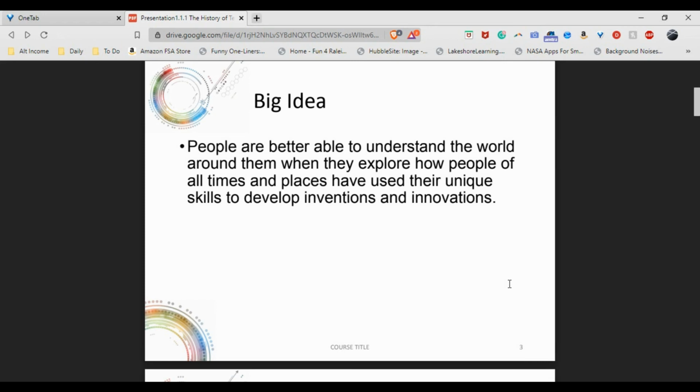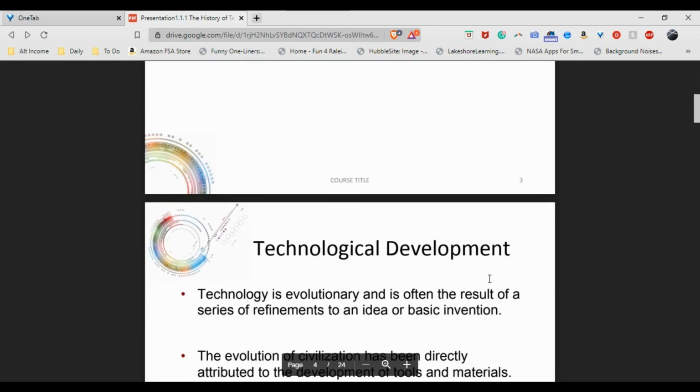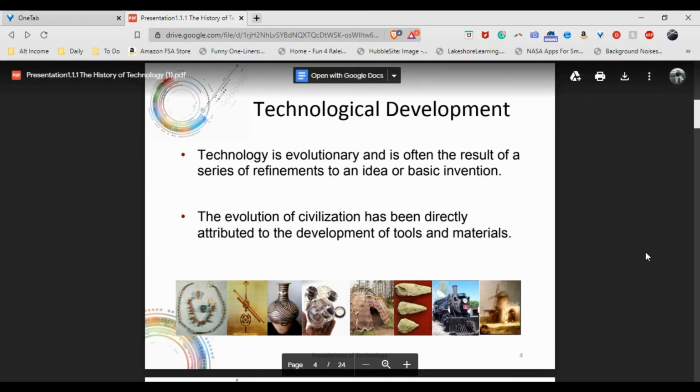So what's the big idea? The big idea for today's lesson is that people are better able to understand the world around them when they explore how people of all times and places use their unique skills to develop inventions and innovations. This is something we're going to be going over throughout this course. This class is not just for people who are good at computers. This class is not just for people who are mechanically inclined. Everybody has their own unique set of skills that drives innovation and invention, in different realms and for different things.